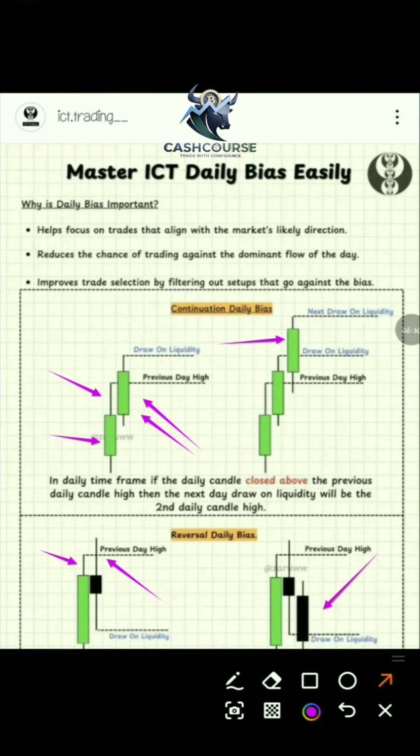You can use this strategy on a daily time frame, 4-hour time frame, 1-hour time frame, and so forth. Now, having this in mind, how can we apply this strategy with trendline to actually have a precise entry on the lower time frame?